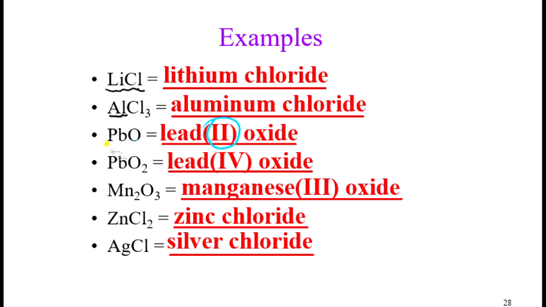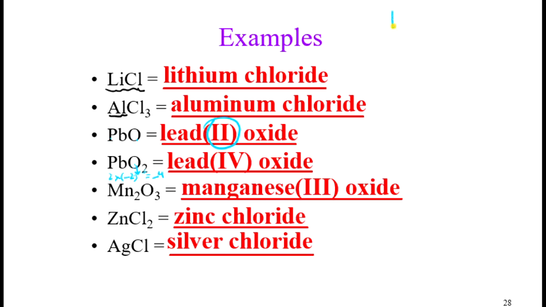How about the next one? Pb is lead, and I need to know what is the charge for Pb. Look here, oxygen is 2 negative. How many oxygen do we have? 2. So multiply by 2. 2 times 2 negative means 4 negative. So the charge for Pb is 4 positive.